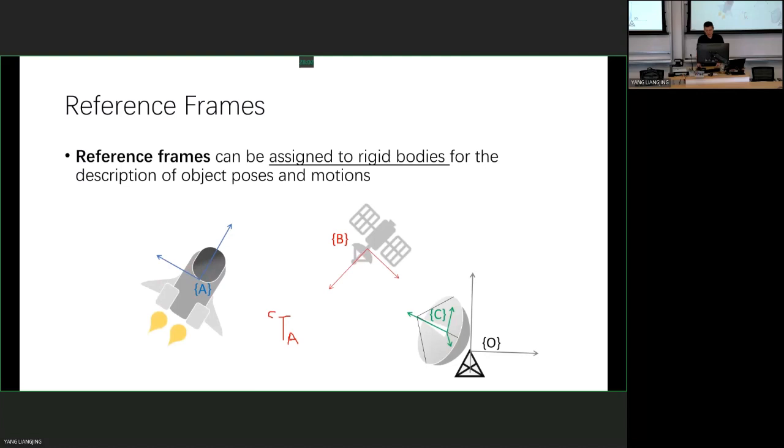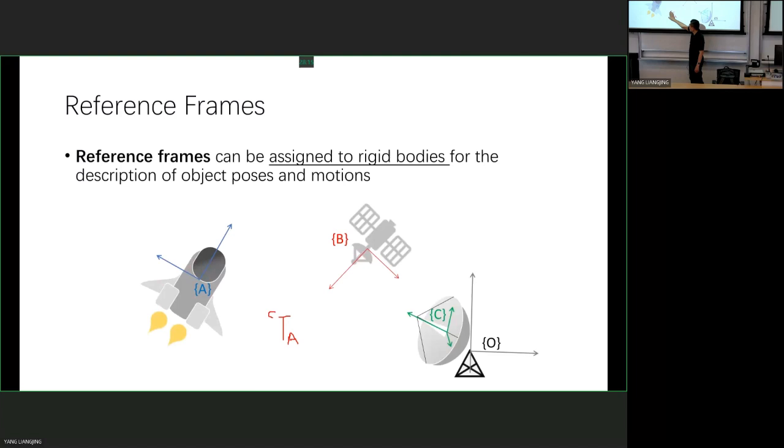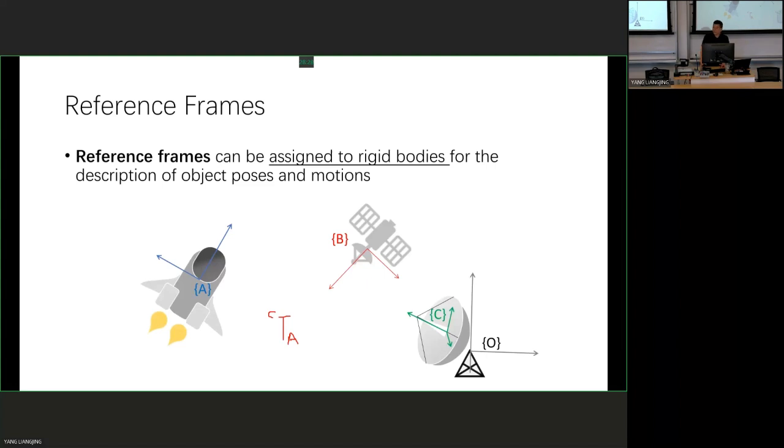Okay, so when we use this notation, what we are saying is that we are describing A, the position and orientation of A, looking from C, observing from C. Usually you will see textbooks using this notation. The subscript is the one that is being observed, in this case frame A, and C, the superscript, will be the observer point of view. So this transformation matrix T, we use T to represent, is really describing this A with respect to C.